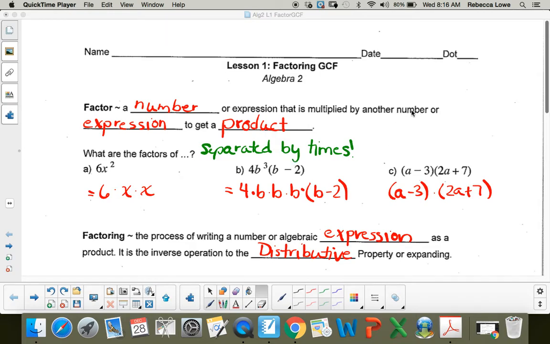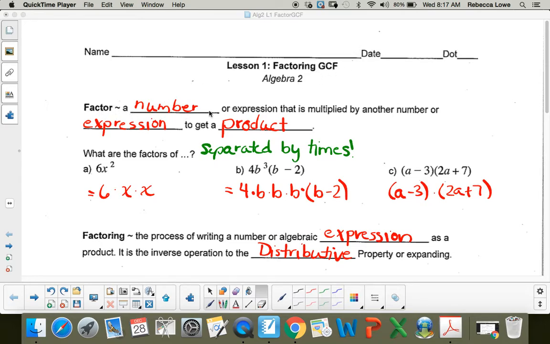This is our first lesson in review of factoring, which is one of the most important skills that you'll learn in algebra and that you'll be needing and using all the way through college. So first we're going to start with factoring the greatest common factor.